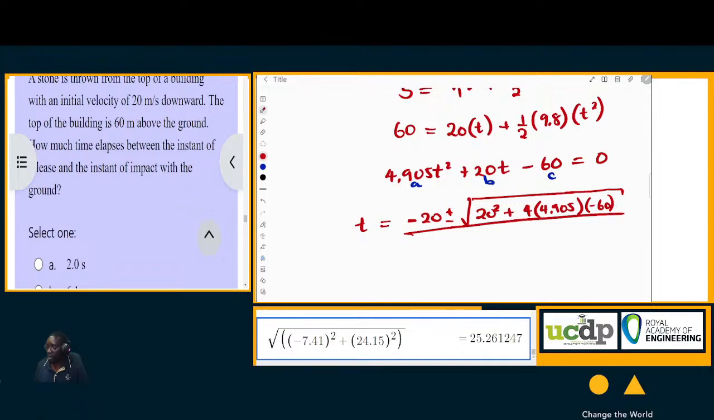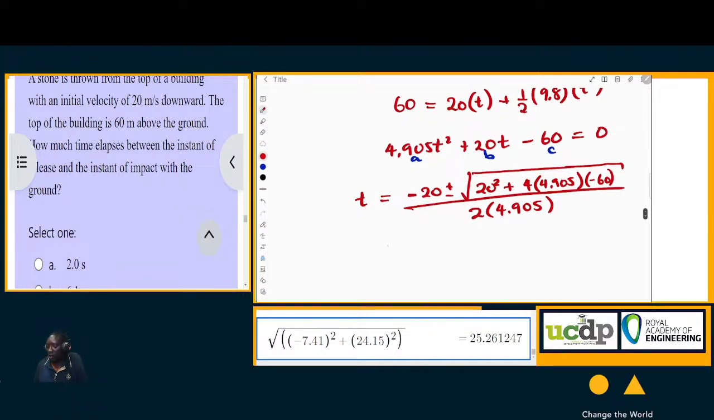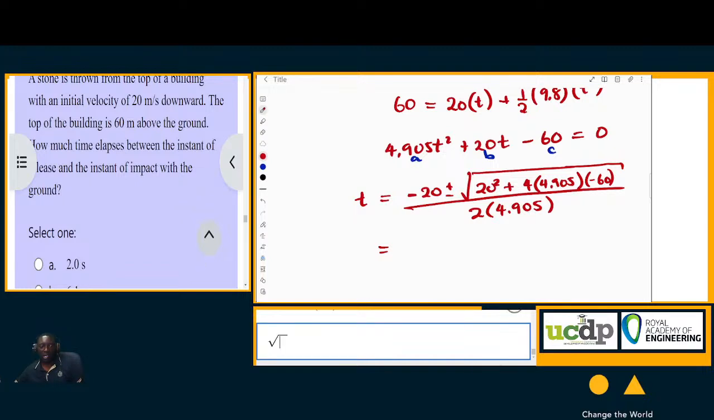Everything divided by 2 times 4.905. I get my possible solutions for t. So the beauty of it, I can plug it into the expression, the calculator as is, and the calculator does the rest. So let's see how easy that is.